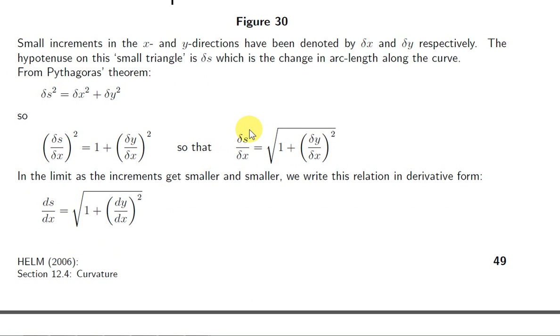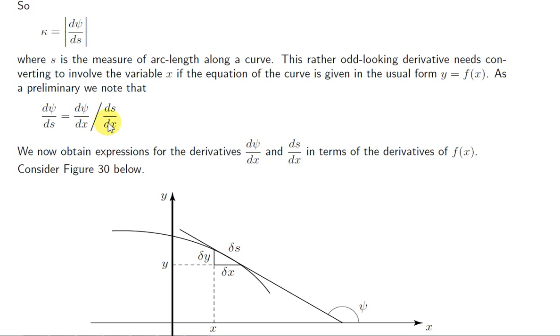Next thing, we take the limit of this quantity as delta x goes to 0. As delta x goes to 0, delta s over delta x becomes ds dx. That's what we're after. And as delta x goes to 0, of course delta y will also go to 0, and delta y over delta x becomes dy dx. So that's ds dx found.